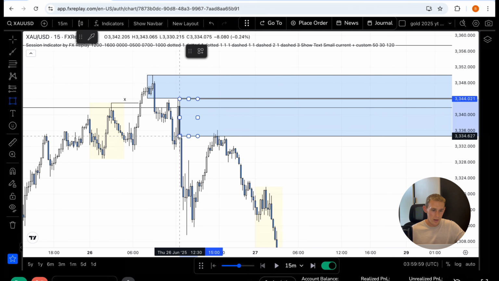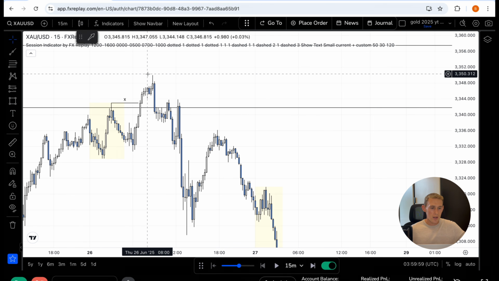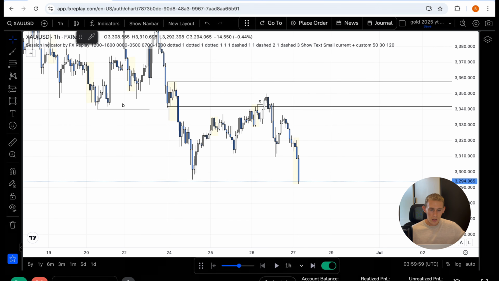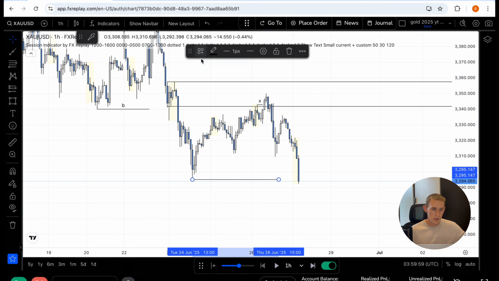Actually, no, we should have been looking at this one instead. That's annoying. I basically just wasn't focused there. So let's see, price is still selling off at the moment. We've had another break of structure right here.